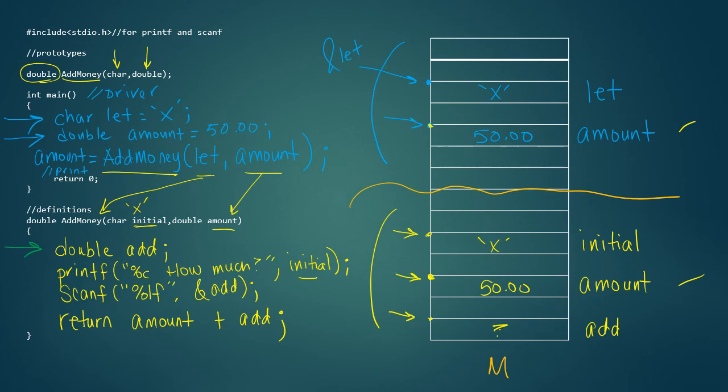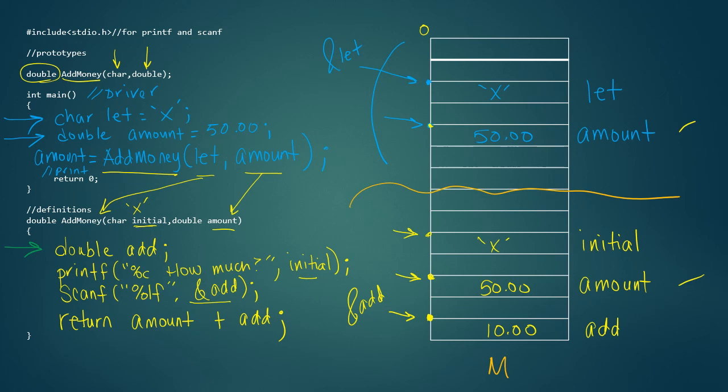Then we say x, how much? Now scanf, the second argument to scanf is the address of add. So the computer's going to go starting at 0 and find where add is located in memory. The user's going to give you a number. I'm just going to stick with what I've been saying, $10. So now add has a value of $10.